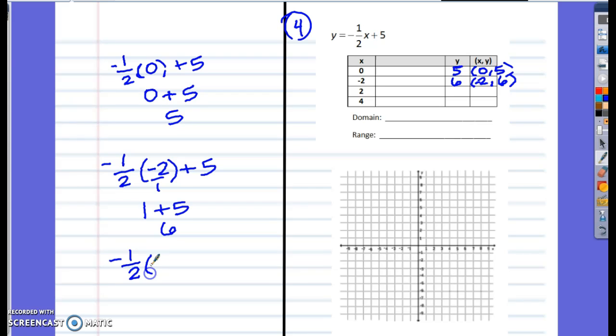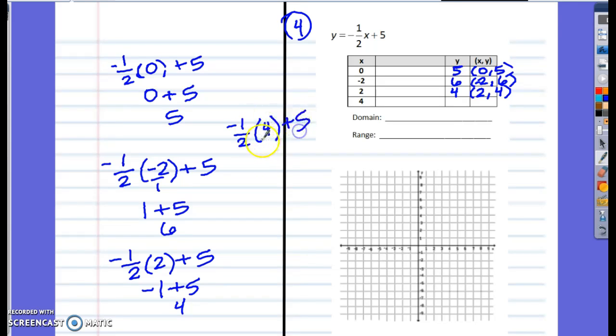Okay, and then we have -1/2 times positive 2 plus 5. -1 plus 5, which is 4. So (2, 4). So we have -1/2 times positive 4 plus 5. It gives you -4 over 2, which simplifies to -2 plus 5. Your answer will be positive because 5 is bigger than 2. You get 3.